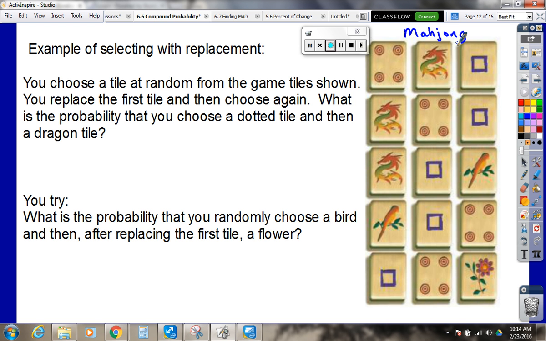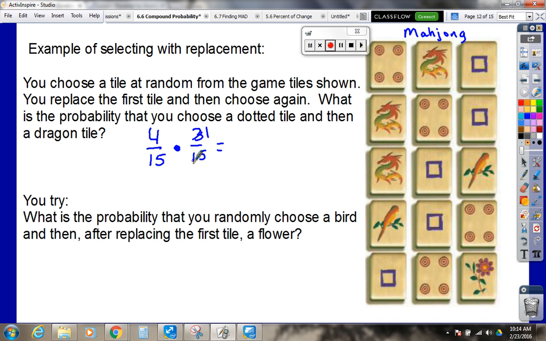Julia, what's the probability that you're going to choose a dotted tile? 4 out of 15. What are we going to do with these 2 probabilities? Are we going to add or multiply? Multiply, because that's our new lesson. Alec, what's the probability that you're going to choose a dragon tile? 3 out of 15. Okay, times 3 out of 15.